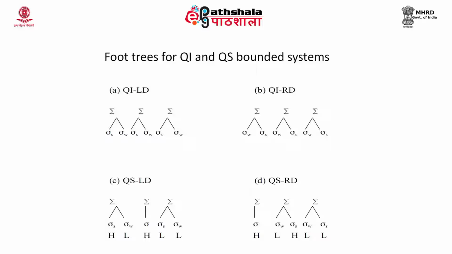You have these 4 types on the screen: quantity insensitive left dominant, A; quantity insensitive right dominant, B; quantity sensitive left dominant, C; and quantity sensitive right dominant, D, as you can see. In all these, when we say left dominant, right dominant, you can look at the labels S and W. A syllable which has S is a dominant syllable. A syllable that has W is a weak syllable. And that's how we decide whether a system is left dominant or right dominant.